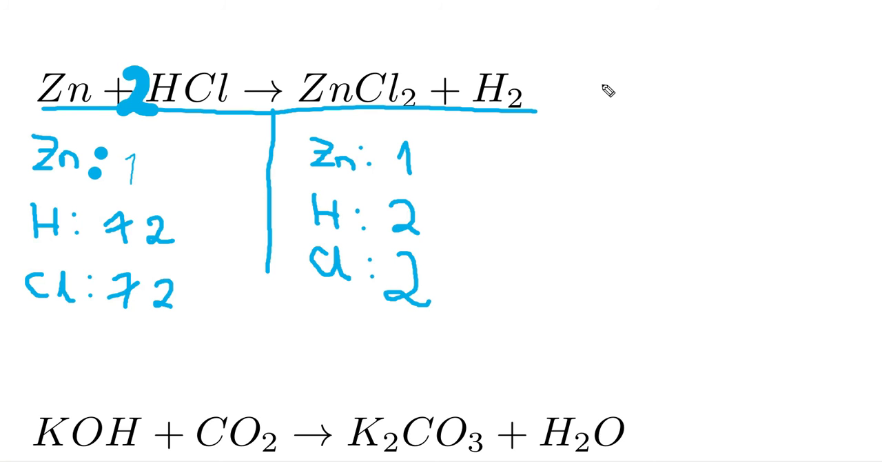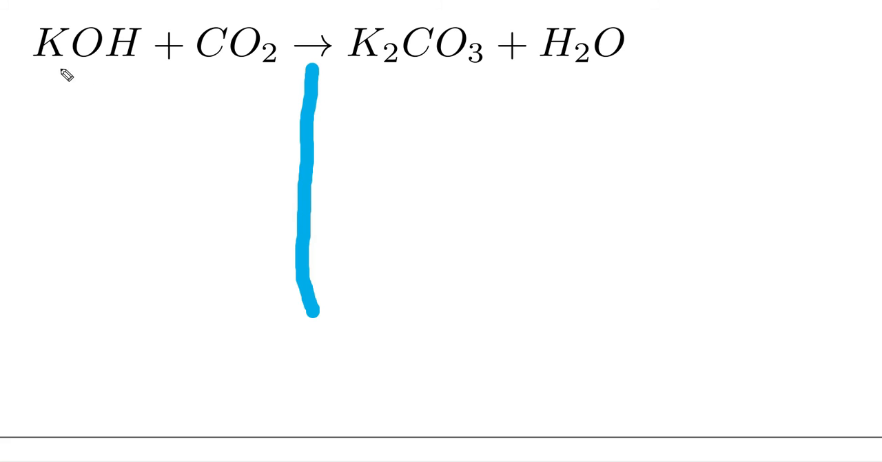Now let's look at another example. Now we are given this to balance. So we start as usual. We write our potassium. Potassium is 1 here. Potassium is 2 on the right hand side. We see oxygen. Oxygen is 1, and then we have 2 here, so the oxygen is 3. On the right hand side, we have oxygen to be 3 plus 1, which is 4.